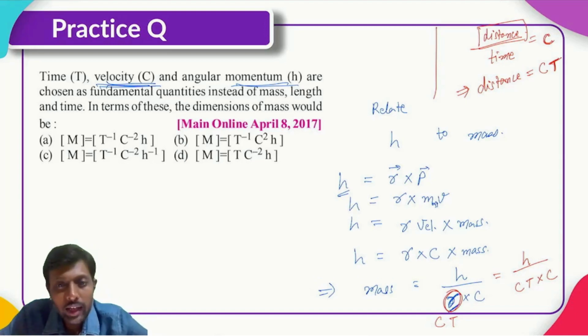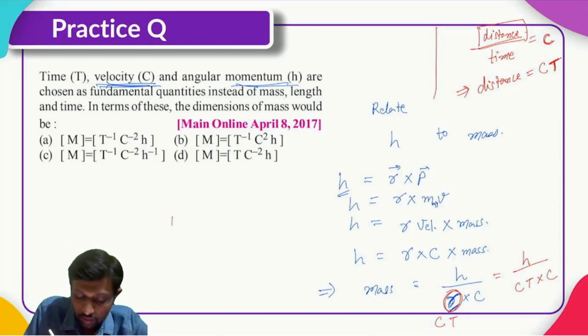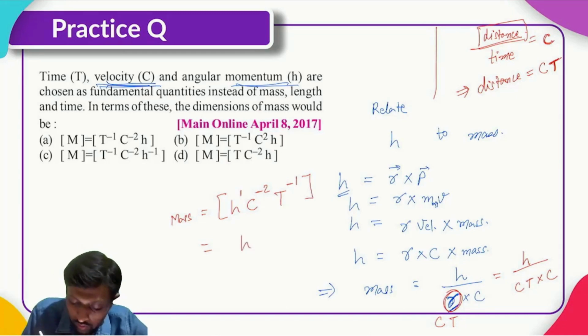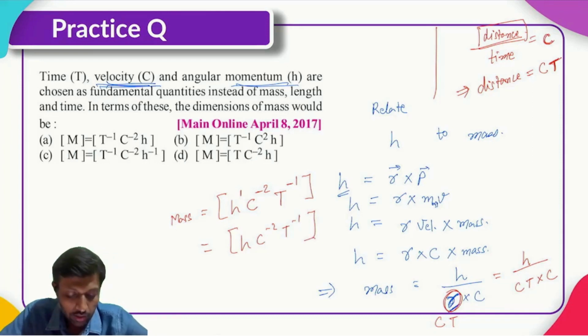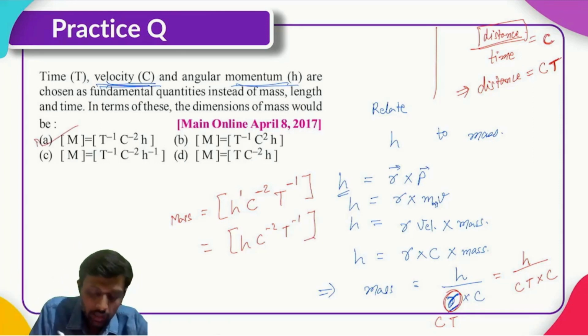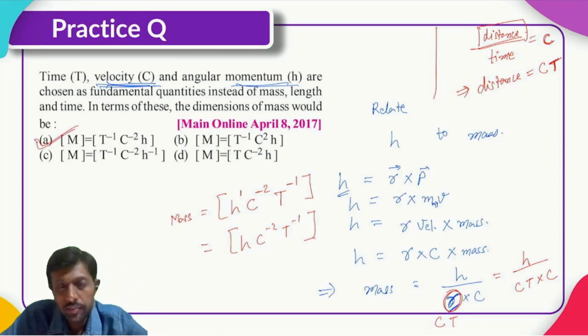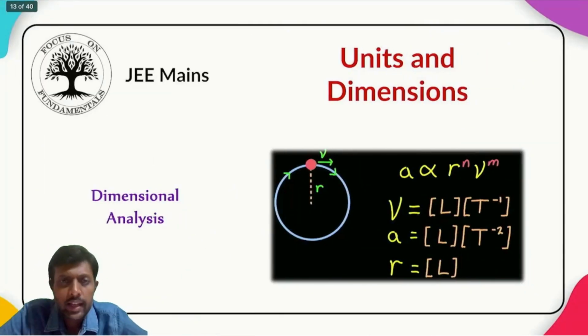So what we will have is h upon ct times c. Now from here we can get the dimensional formula of mass in terms of h, c and t. Mass is equal to h to the power 1, c to the power minus 2 and t to the power minus 1. This enclosed inside square bracket, or you can write hc minus 2 t minus 1. Which option is this? I think it's option A. That's your answer. Okay. In the next session, we're going to learn about dimensional analysis.